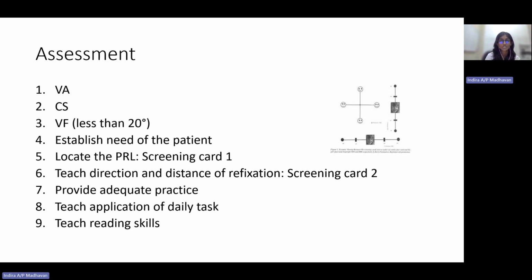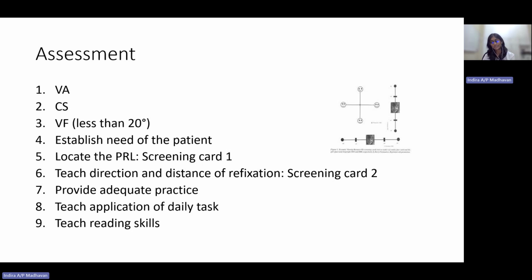Once that is already determined, then we need to establish the need of the patient. So the need of the patient may vary for distance and near. Certain patients don't want to do any near activity. They're not interested in that. So when we train this eccentric viewing, there is a separate approach.